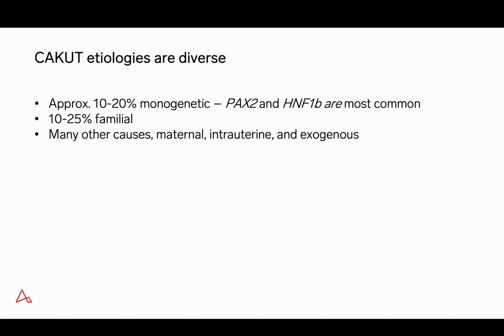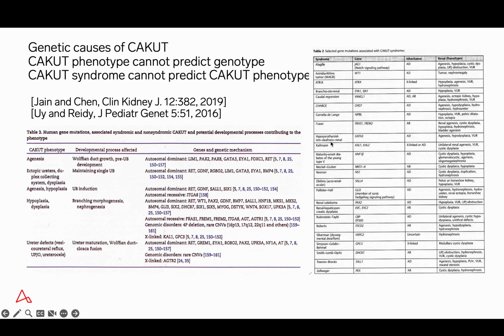Now, CAKUT etiologies are diverse, as I noted in the previous table. Approximately 10 to 20% are monogenetic, and of the monogenetic causes, PAX2 and hepatocyte nuclear factor 1 beta are the 2 most common genes mutated. However, numerous other mutations can also give rise to CAKUT. CAKUT are not uncommonly familial, and there are very important maternal, intrauterine, and exogenous causes.